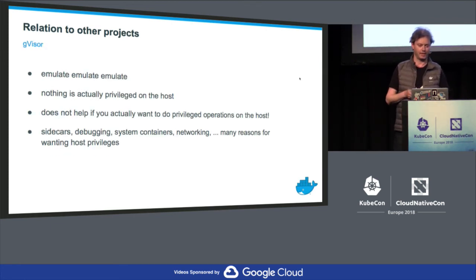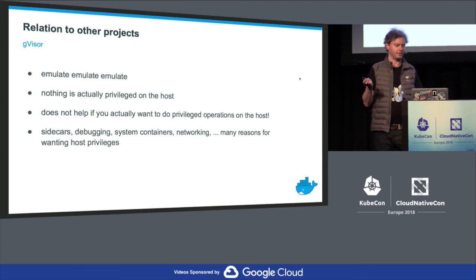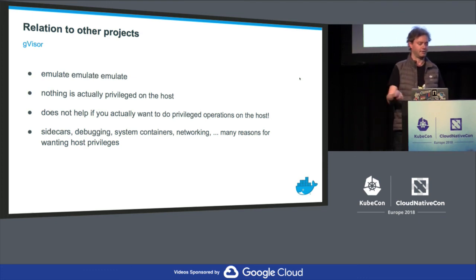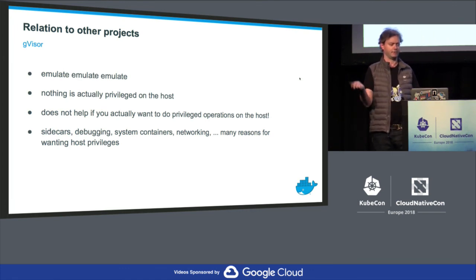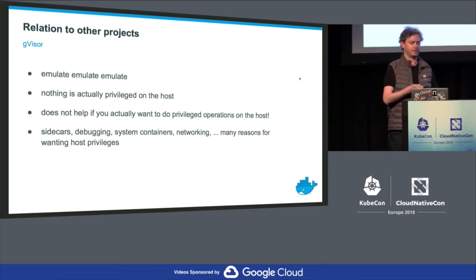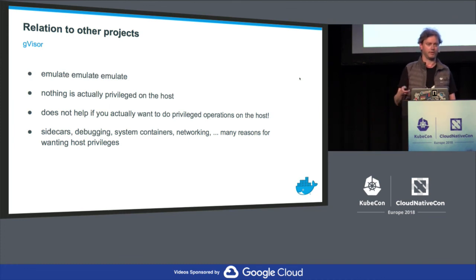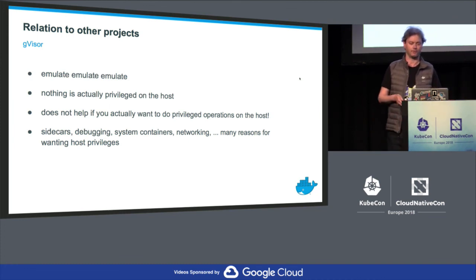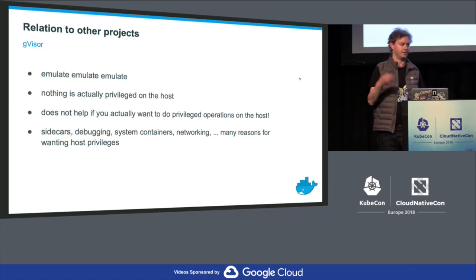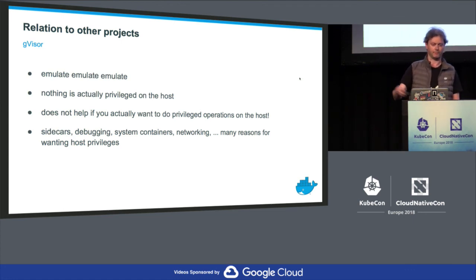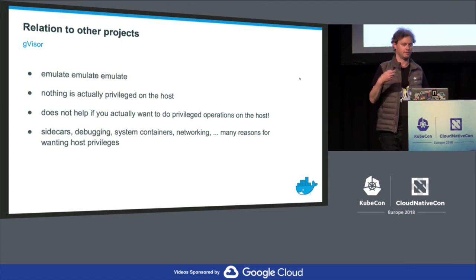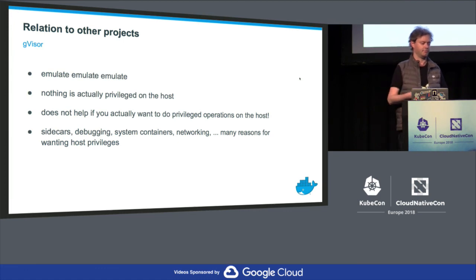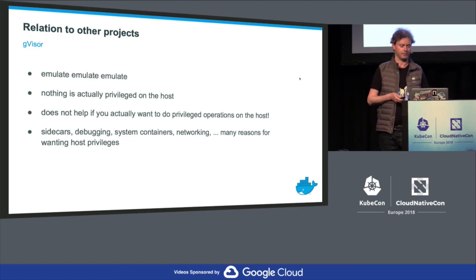gVisor was announced, obviously, which is emulation-based, but the thing is that while it locks your stuff down a lot, it won't actually let you do host privilege operations. So if you really want to do something like running sidecars or debugging, where you really want to control stuff, you still obviously need to set real capabilities and run real stuff, and so this is more useful. But if you just want to really lock things down, things like gVisor or really restrictive policies are what you want.